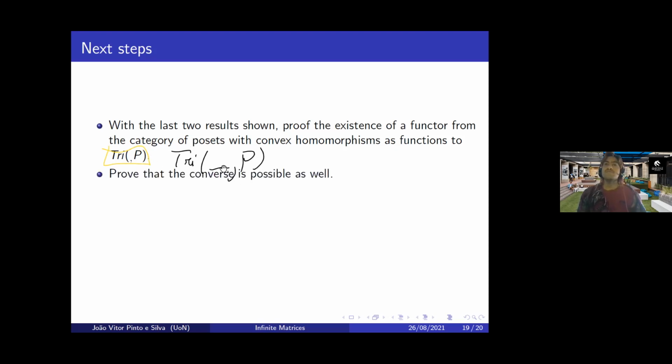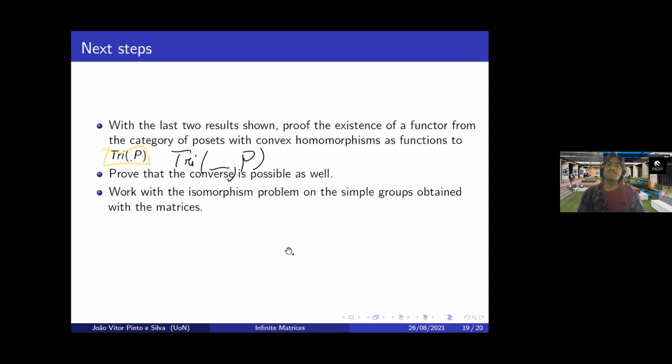I also want to get the converse, because the converse seems not that hard to do. I still need to finish some steps, but the idea would be: for P with only 0 and 1 as idempotents, I can also get back the poset structure. And also if I have a function, I can translate it to a function between posets, also inverting the arrows.